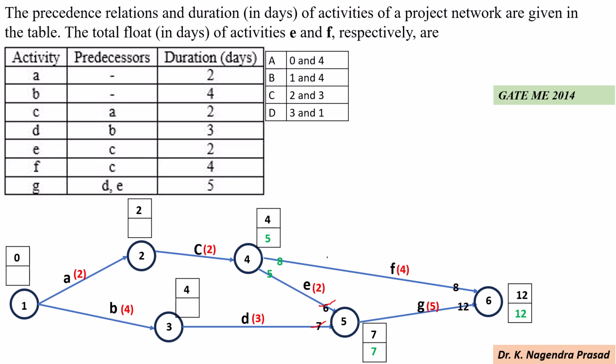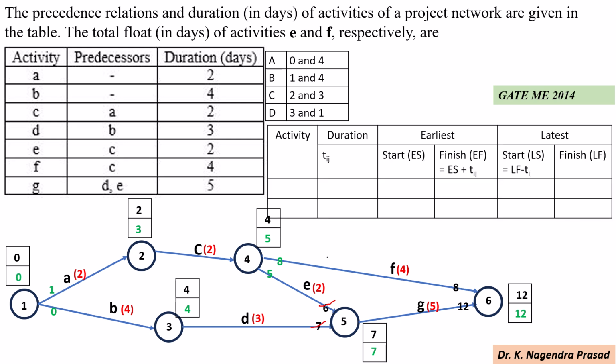Next, for activity C, 5 minus 2 equal to 3. Next, for activity D, 7 minus 3 equal to 4. Next, for activity B, 4 minus 4, 0. And next, for activity A, 3 minus 2, 1. Here we have to consider the minimum value among 0 and 1, that is 0.